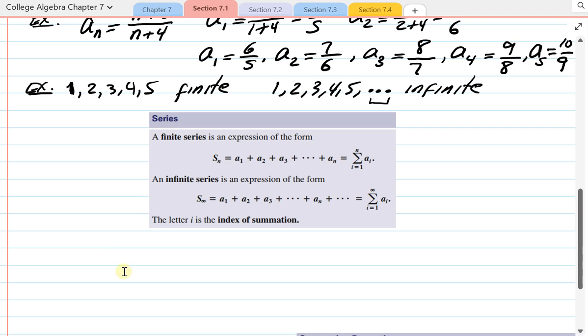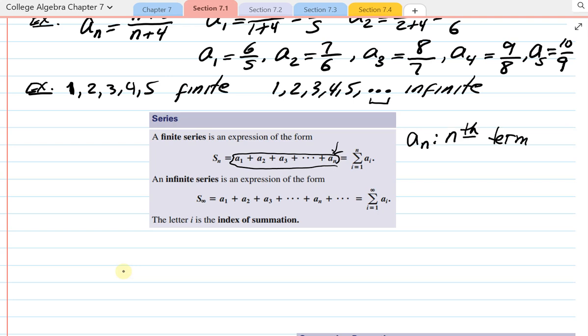Anytime we add the terms of a sequence, the result is going to be a series. Now, if the sequence is finite, notice it ends with the nth term. That's what we call a sub n. It's called the nth term of the sequence. So if it ends with a sub n, then that means we have a finite series, the sum of those. You add the terms, the sum of the terms of a sequence, the result is called a series.